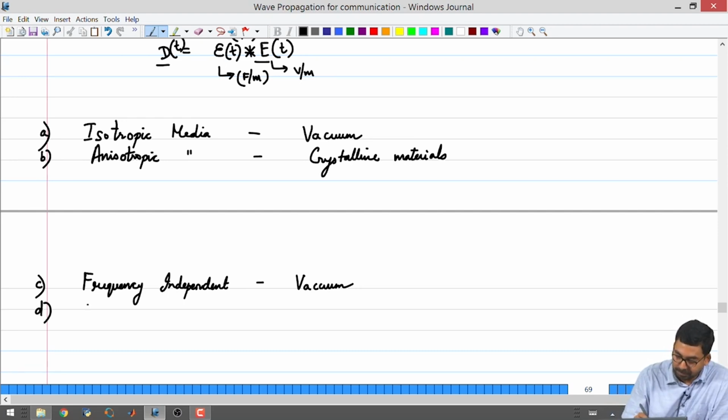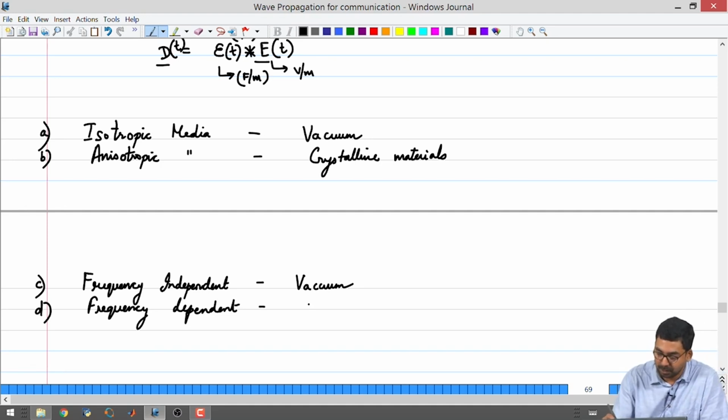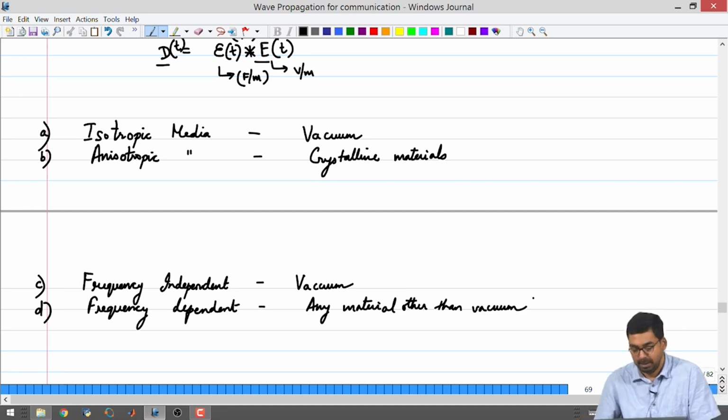Right? Then obviously you have frequency dependent. Okay. So I'm just going to put, any material other than vacuum is going to have some frequency dependence. Okay. So epsilon, mu, everything is going to be frequency dependent for most materials other than vacuum itself. Right.